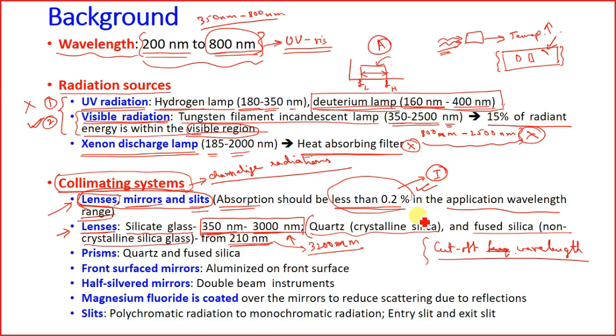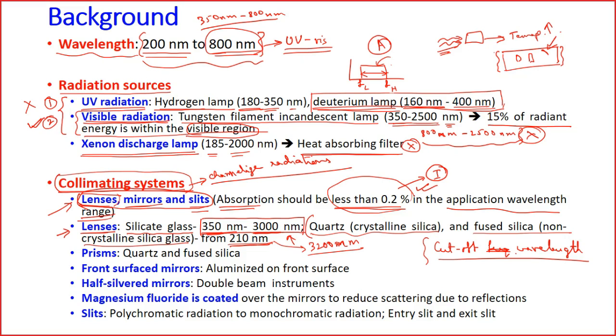Okay, so you can cover most of the UV and the visible region. However, the cost of this quartz and the fused silica, that is the non-crystalline silica collimating systems, is quite costly as compared to the silicate glass system. So if you want to design a visible spectrophotometer, you only need the silicate glass. You do not need these quartz or the fused silica systems, and also you will not need the UV radiation source over there.